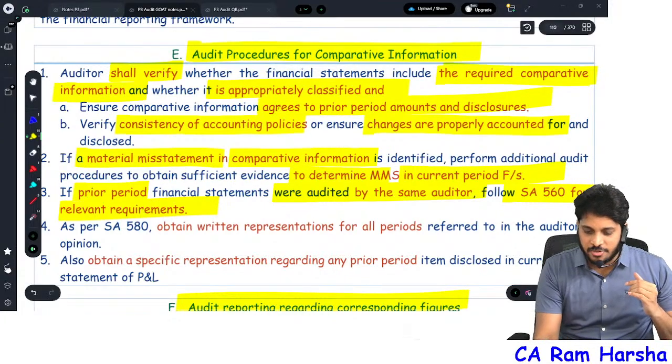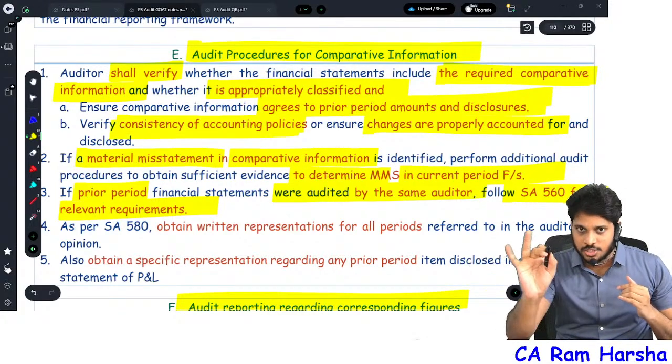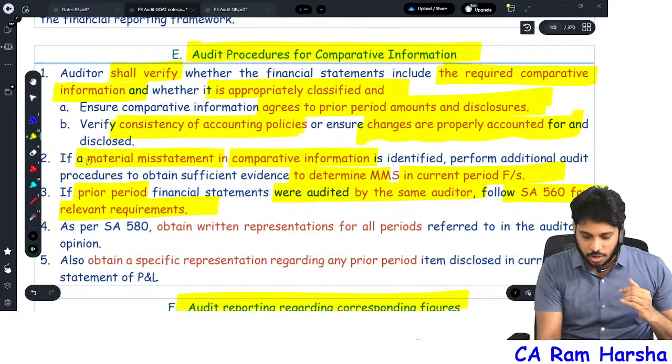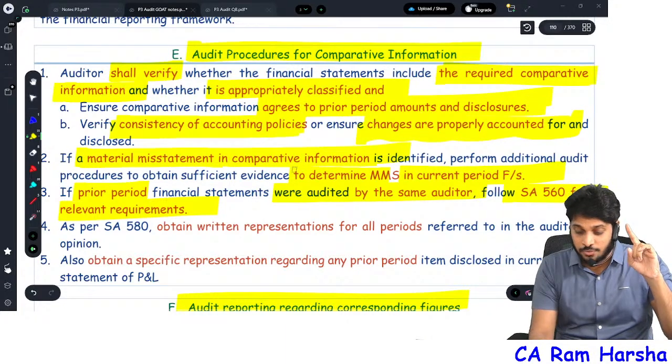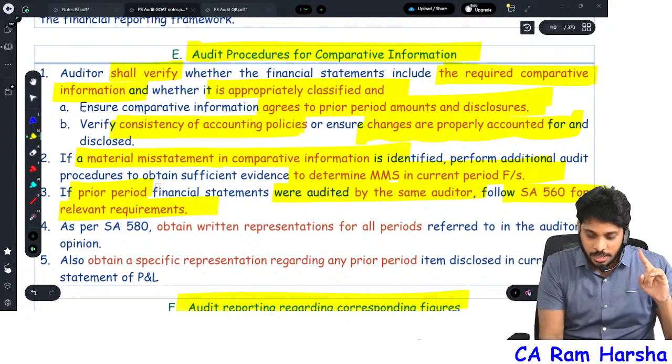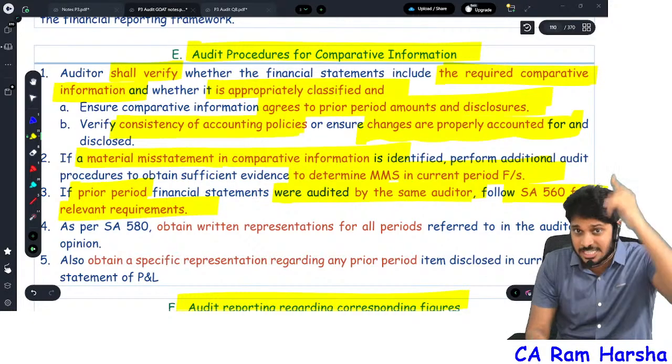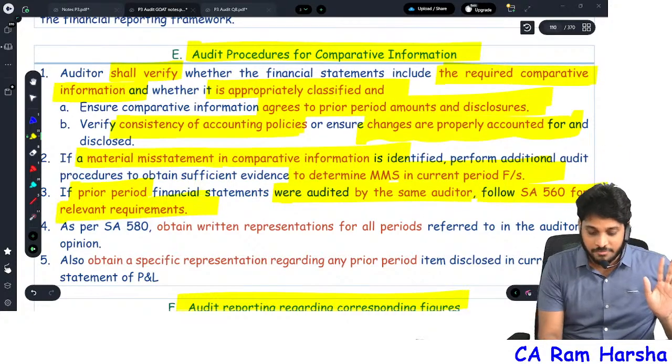Finally, after you do all this, verify whether comparative information agrees to last year, whether accounting policies are matching or not, whether changes are accounted or not, and whether a material misstatement in the comparative has a material impact on the current year or not. If the prior period statements were audited by the same auditor, you audited them yourself, then 560 requirements apply.